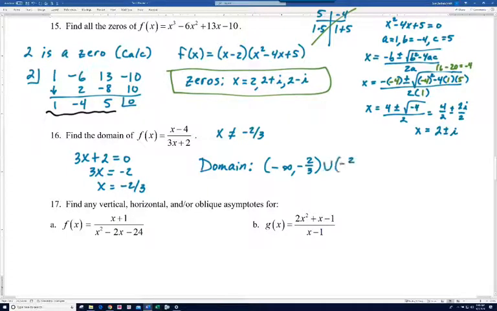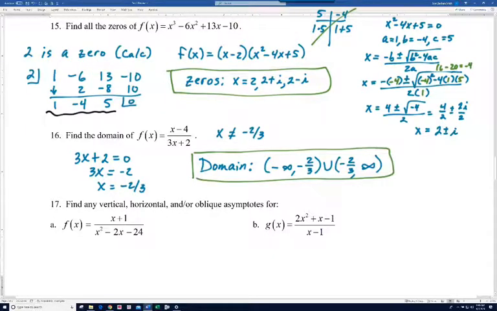And then we're going to union that with negative 2/3 to infinity. And so that's how we would basically say we can plug in any x value into this function except negative 2/3. Our domain is everything except negative 2/3.